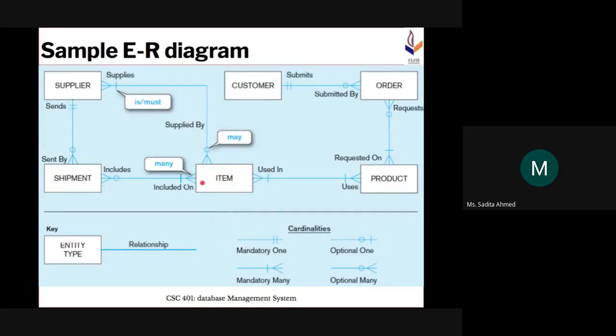An item must be supplied by one or more suppliers. That is, an item must be supplied by one or more, মানে at least একজন or more. আর a supplier may supply many items, মানে একজন সাপ্লায়ার কোন আইটেম না সাপ্লাই করেও থাকতে পারে, অথবা একজন সাপ্লায়ার মাল্টিপল আইটেমস সাপ্লাই করতে পারে, 0 or more. This is 0 or more and this is 1 or more, as simple as that.